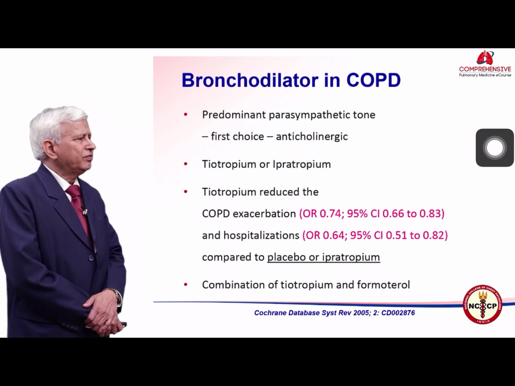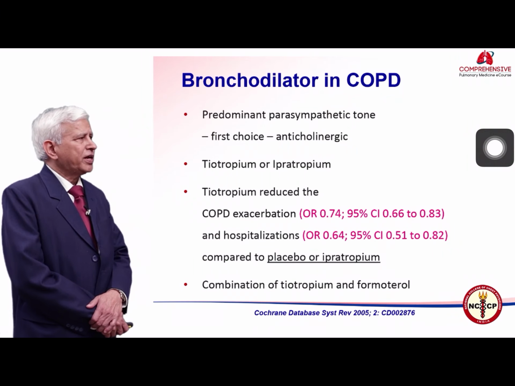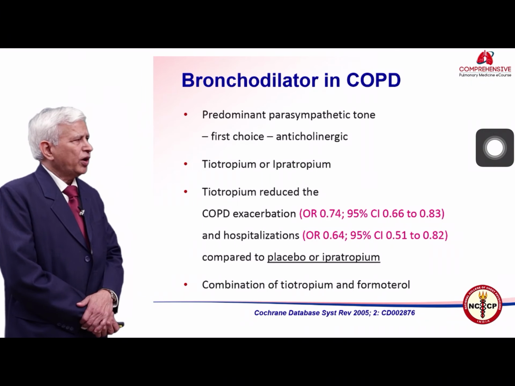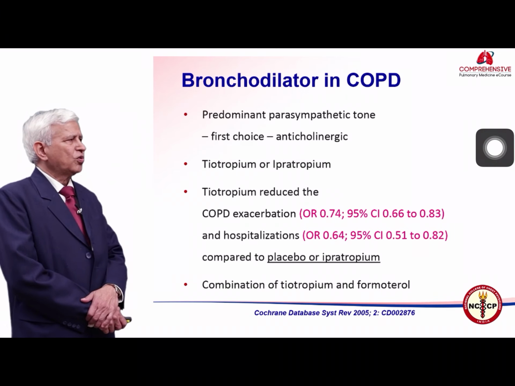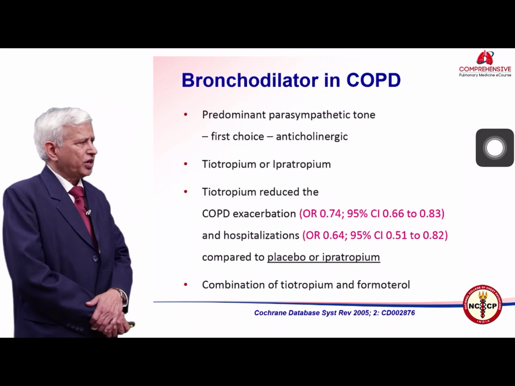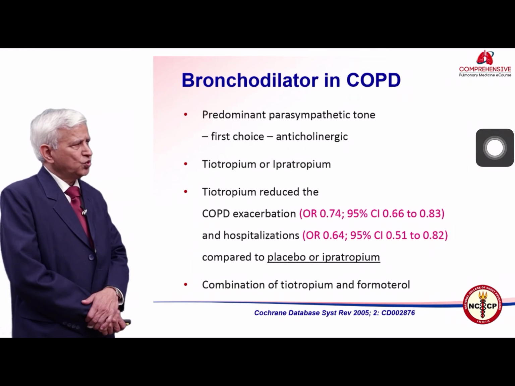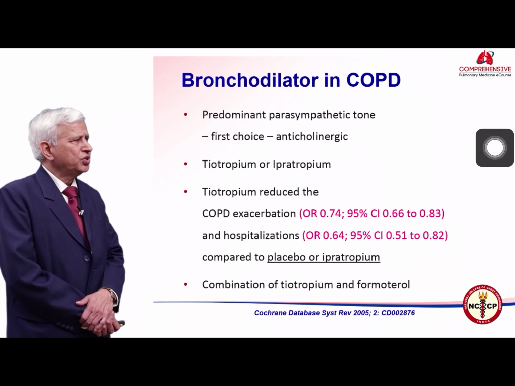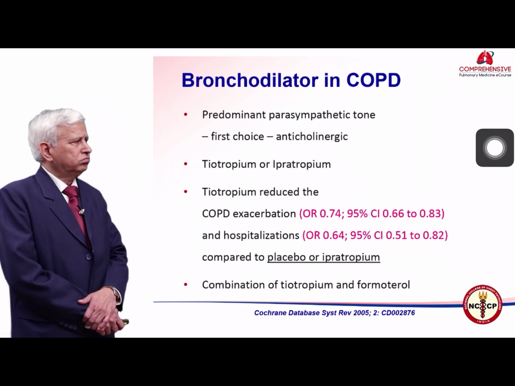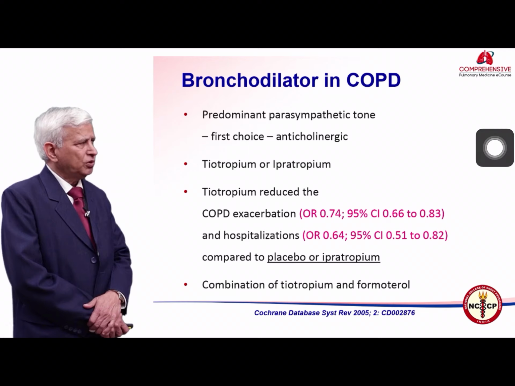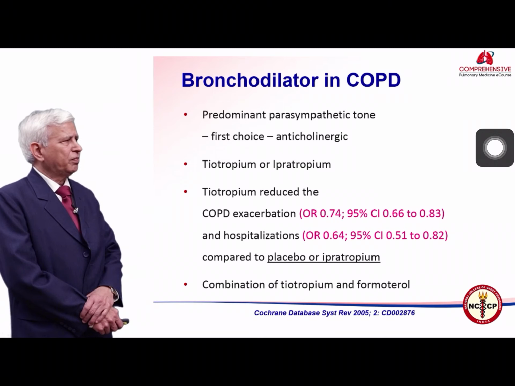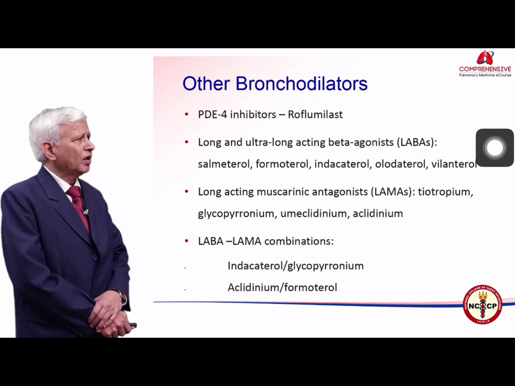It has been generally believed, especially in the past, that predominant parasympathetic tone is there in COPD. So anticholinergic drugs like tiotropium or ipratropium are the first choice. Combination of tiotropium with formoterol is also useful, and tiotropium has been shown to reduce COPD exacerbations and hospitalizations compared to placebo or ipratropium. So tiotropium has remained the first line of treatment for stable COPD.